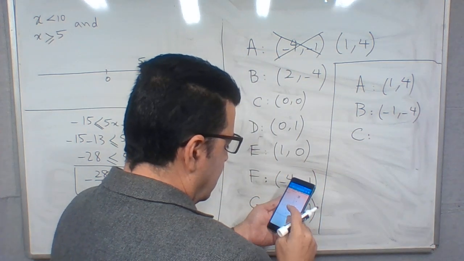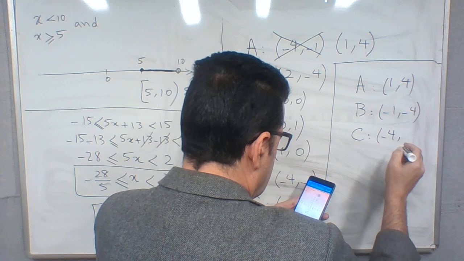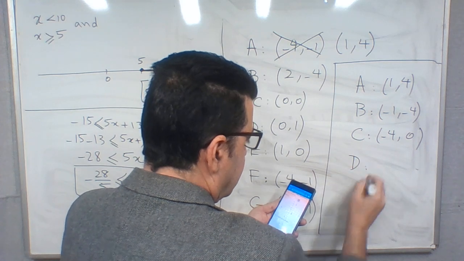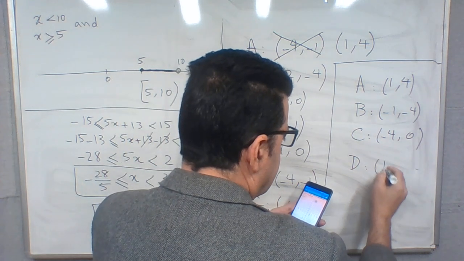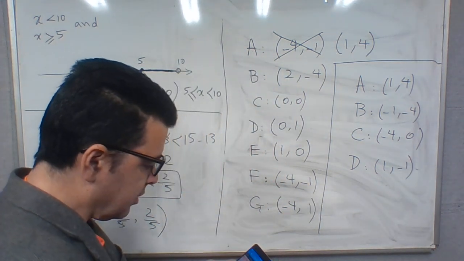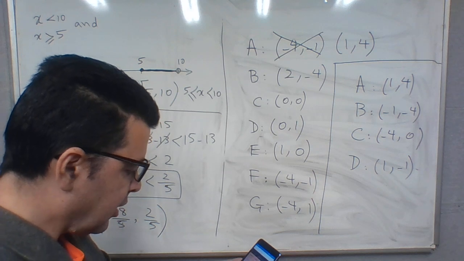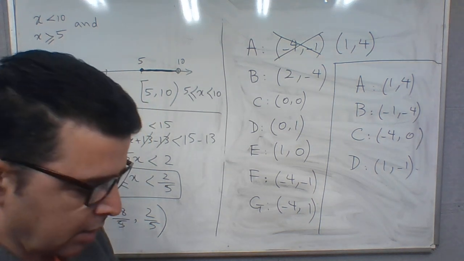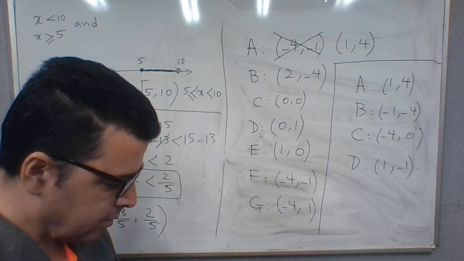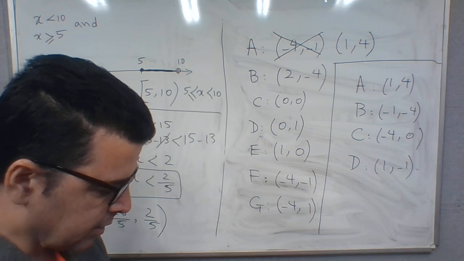C is 4 units to the left and no units up or down. And D is 1 unit to the right and 1 unit down. Okay, this was number 95. But since I don't have the drop downs, I can't assign here. Okay. Problem number 96.